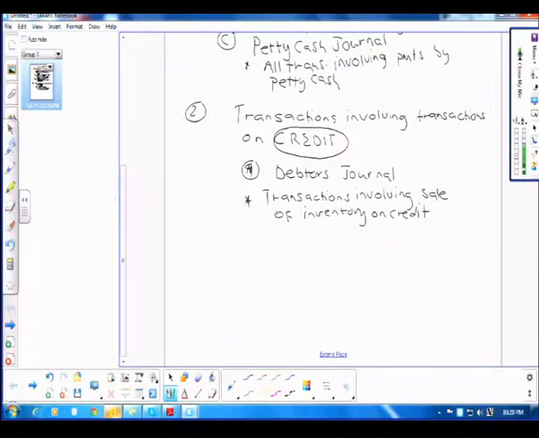All right, so here we are selling inventory and we're selling it on credit. Look at the key word: we are selling, how are we selling? We're selling on credit. With respect to the debtors journal, the other keyword is inventory.